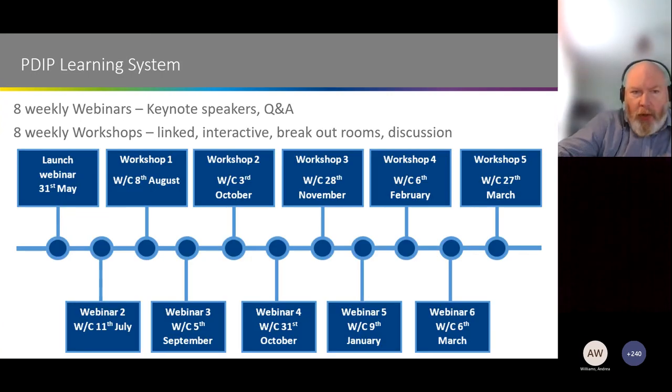So this is an overview of what the learning system is going to look like. So 8 weekly webinars, 8 weekly workshops. You can see we have a launch webinar there today, 31st of May. We know that the next webinar won't be 8 weeks, it'll actually be 6 weeks just to fit in our schedule. And that will look at specialist services and integrated care pathways. That will be on July the 12th.